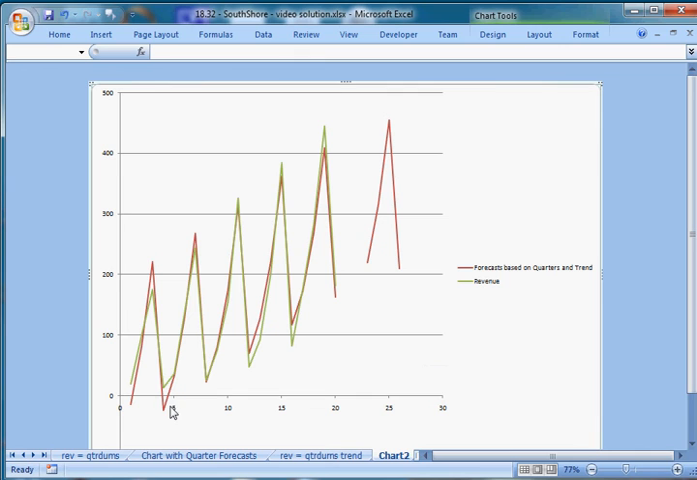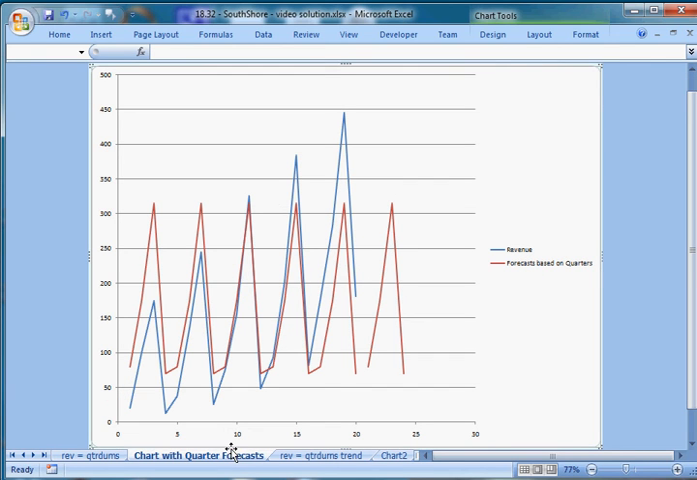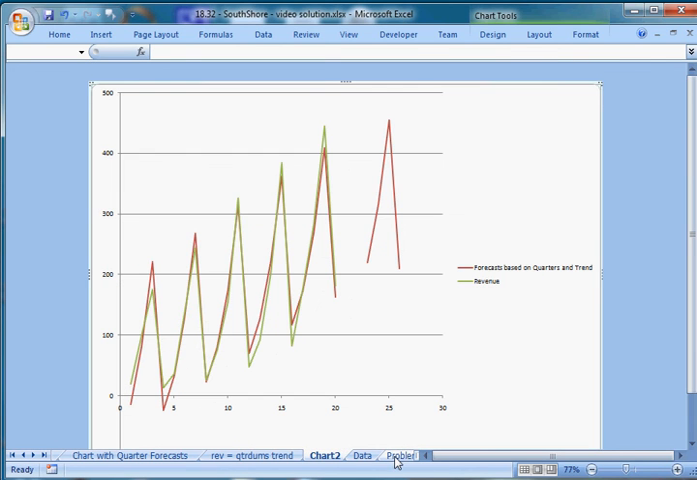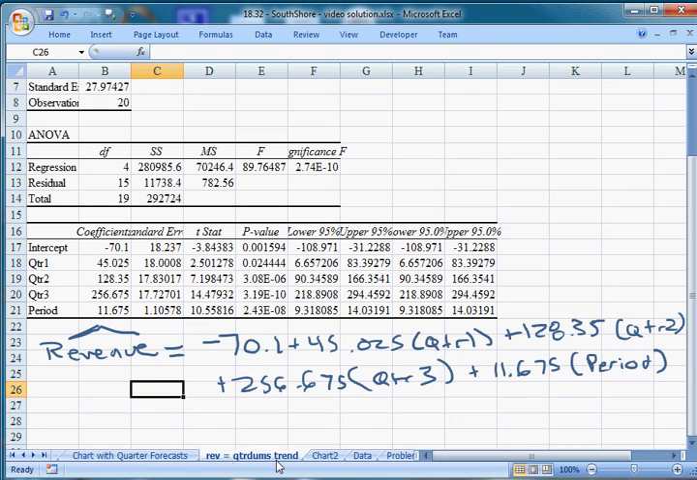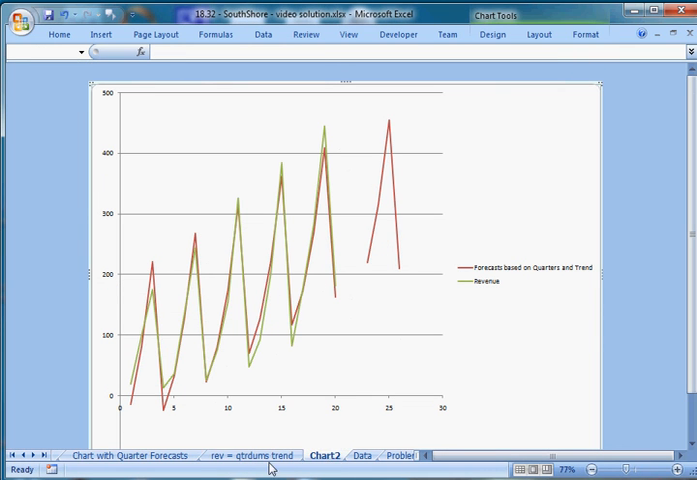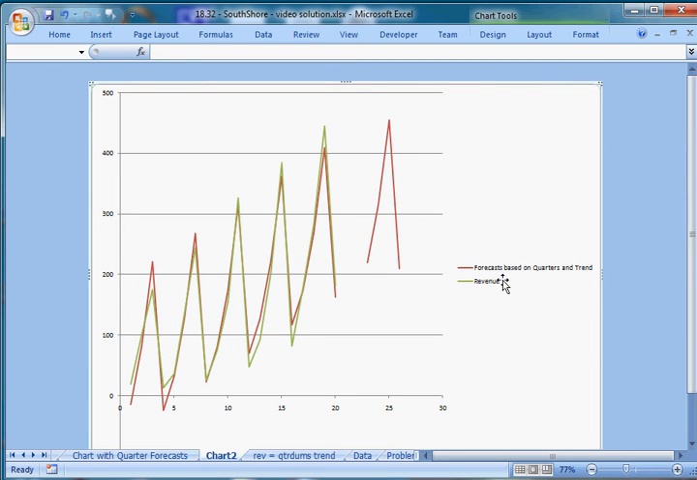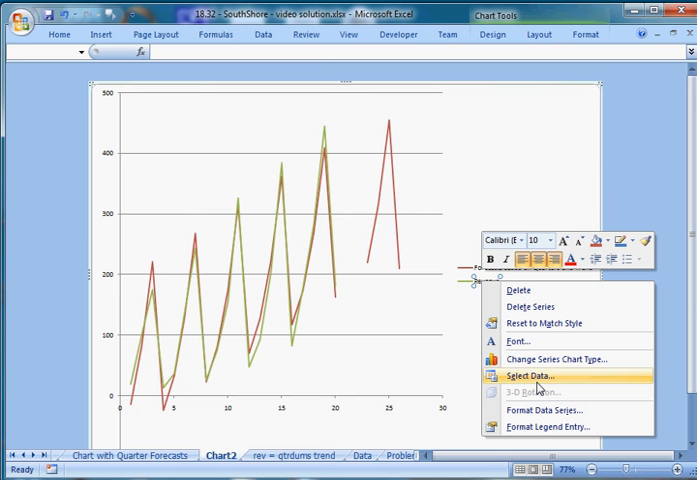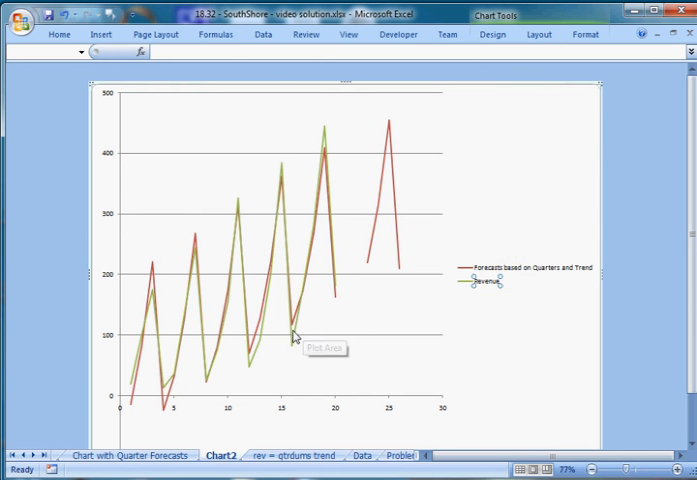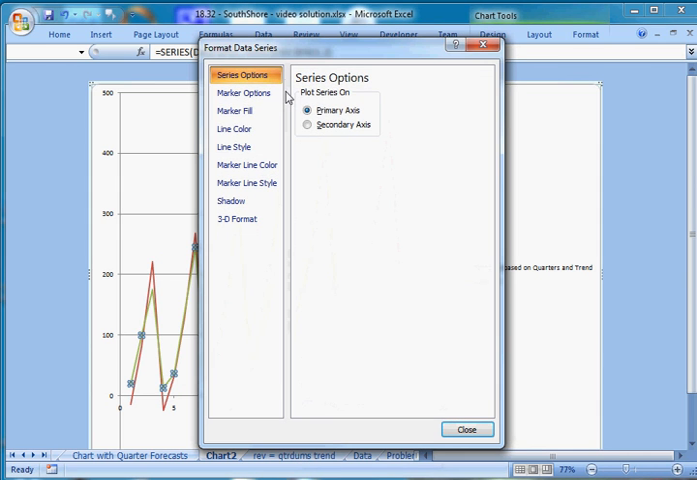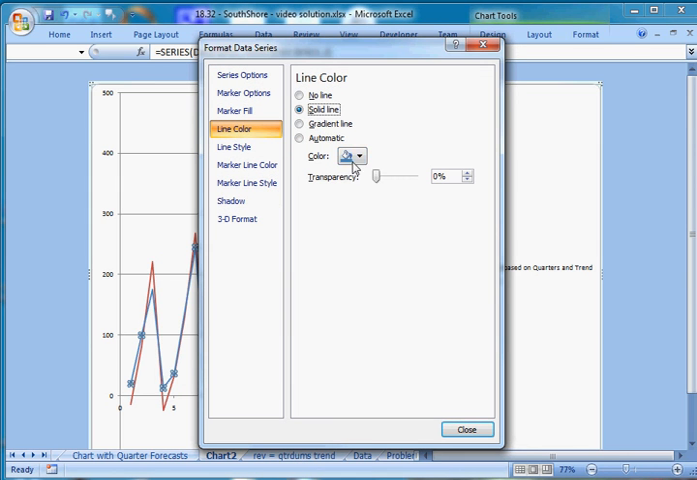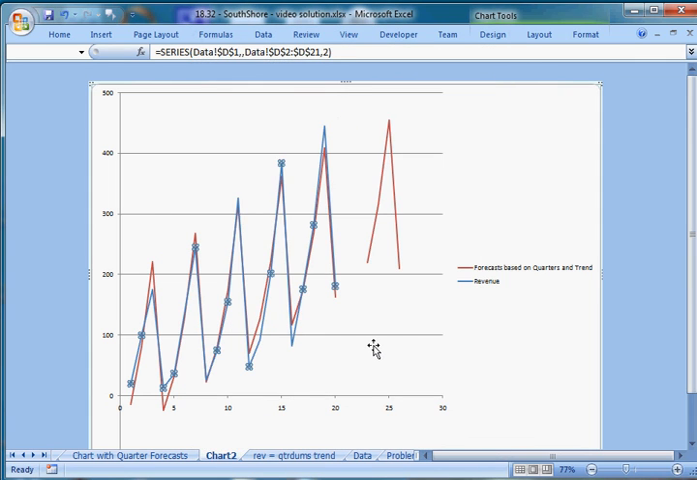Clearly, we had negative revenue here, or negative forecasts. Well, that can happen. You can have losses. But compared to our chart with our quarter forecasts, let's see if we can... Are these the same? Hold on one sec. The colors have changed. Our revenue should be blue. Format data series, line color, solid line, blue. Okay. So now our revenue is still blue.